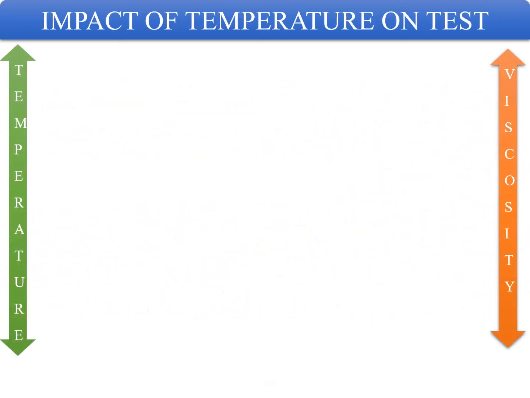Bitumen is very susceptible to change in temperature. The higher the temperature, the lower the viscosity, and as the temperature reduces, the physical condition of the bituminous material changes, from liquid state to solid state. As the temperature goes down, the viscosity increases and the material becomes more and more brittle in nature. So that is the reason why, in order to conduct the test on the bituminous material, specific care is required to take care of the temperature part.